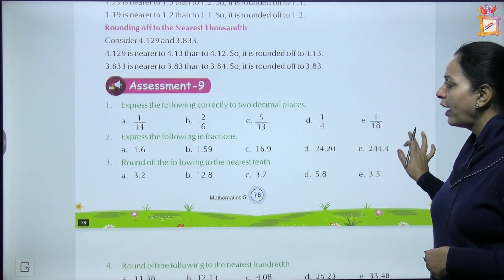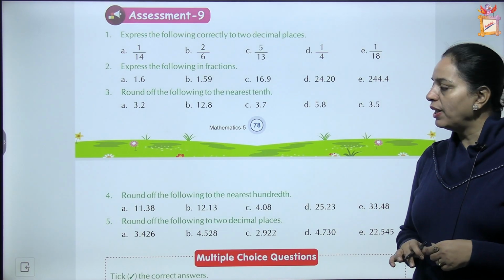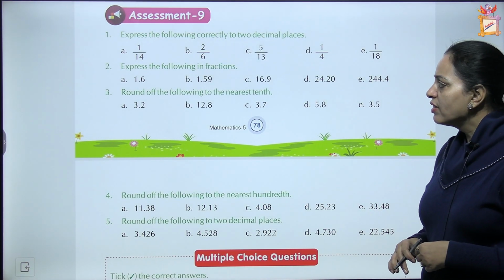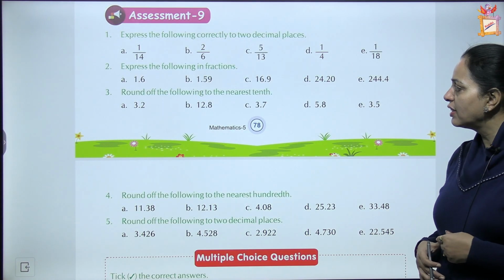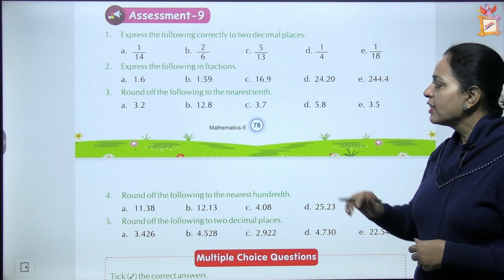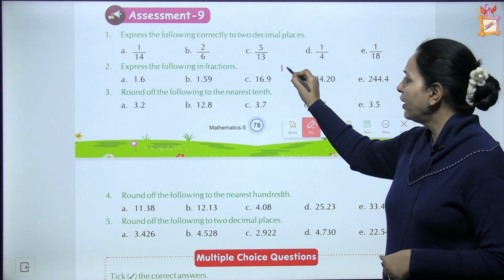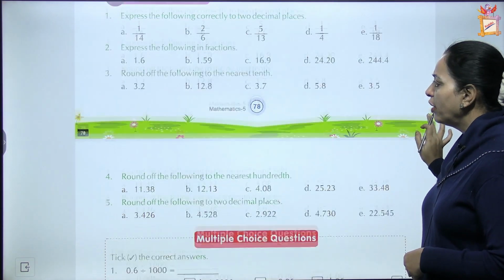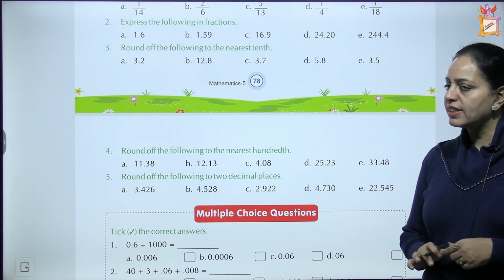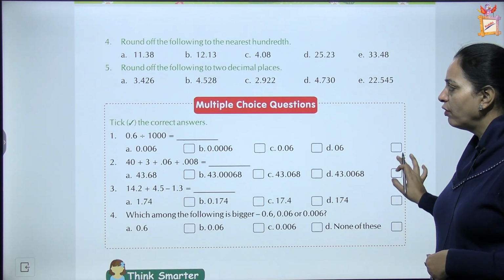Now assessment 9, question number 1. Express the following correctly to 2 decimal places. You can try this one. The second, express the following in fractions. So we will convert into fractions. Like C part 16.9. So what will you get? 169/10. Now the third one, round off the following to the nearest tenth. So you can try this one, and the fourth also, and the fifth one.